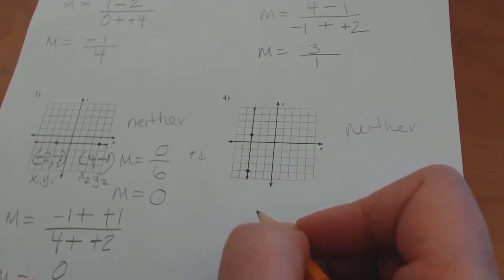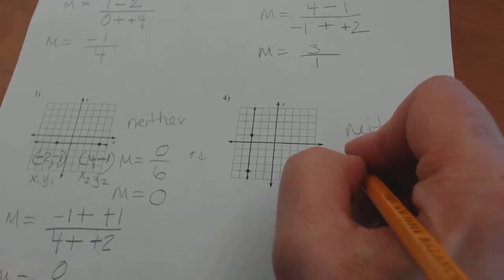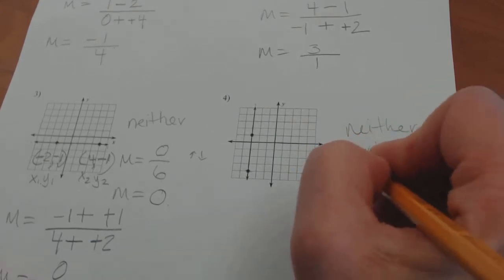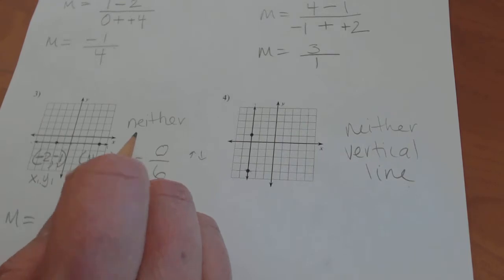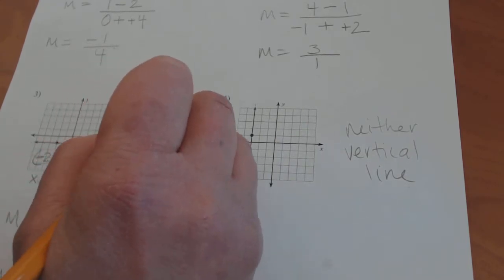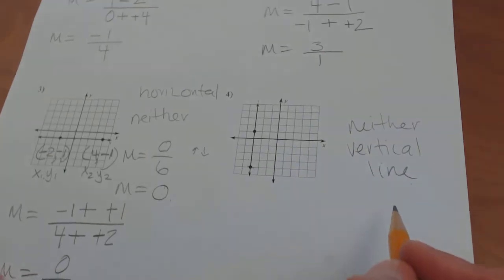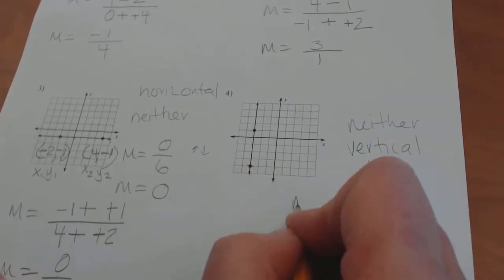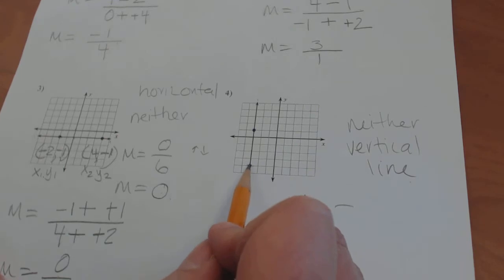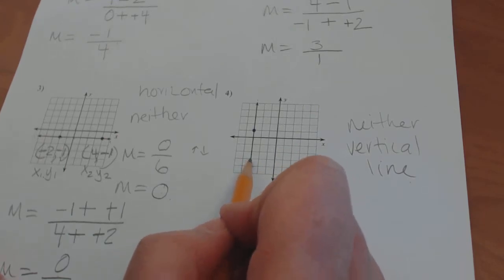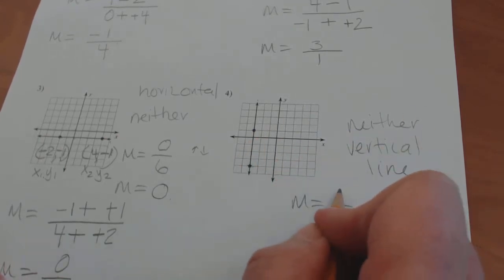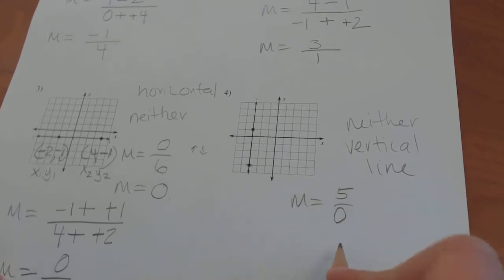There's no left point. So this is just basic. This is a vertical line. This here was a horizontal. So let's see what the slope is. Okay. We're going to go up or down. So let me start at this bottom point. I'm going to go up 1, 2, 3, 4, 5. And I don't go anywhere.